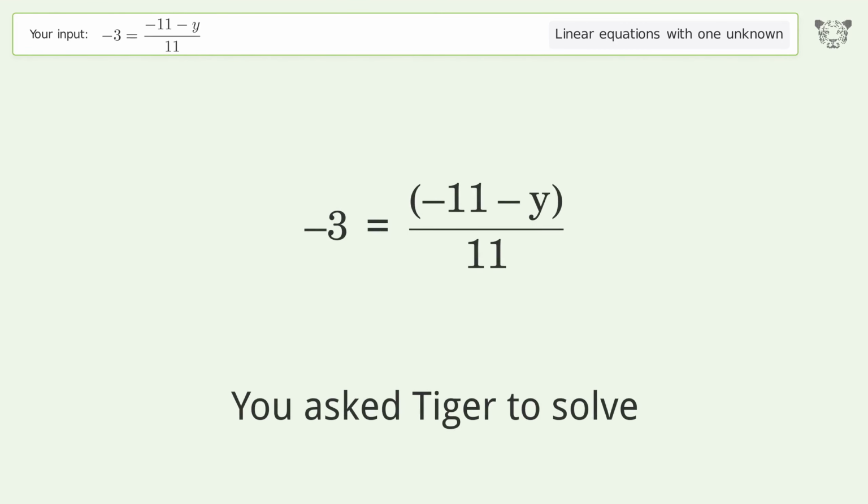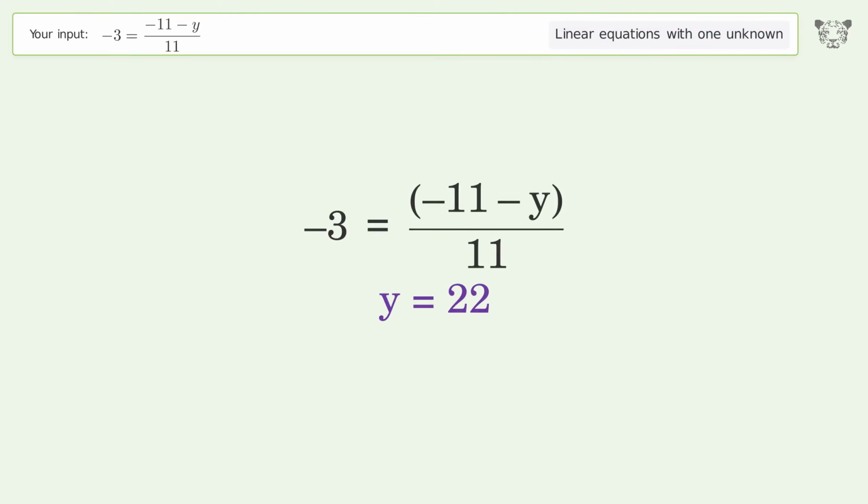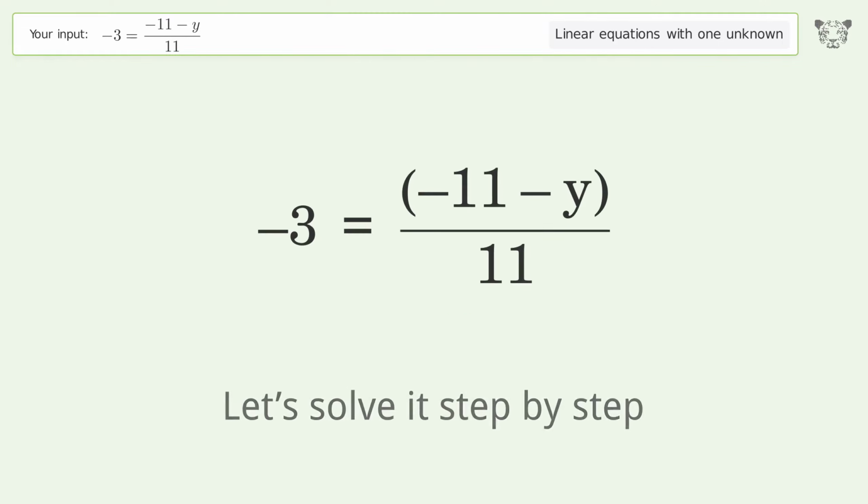You ask Tiger to solve. This deals with linear equations with one unknown. The final result is y equals 22. Let's solve it step by step.